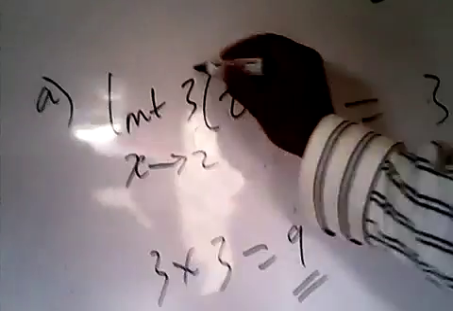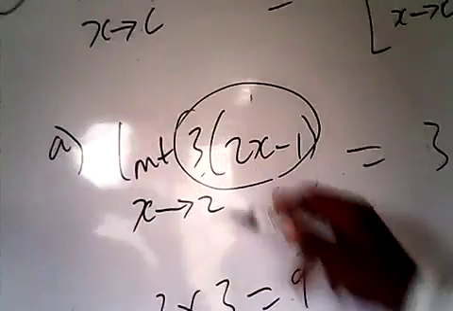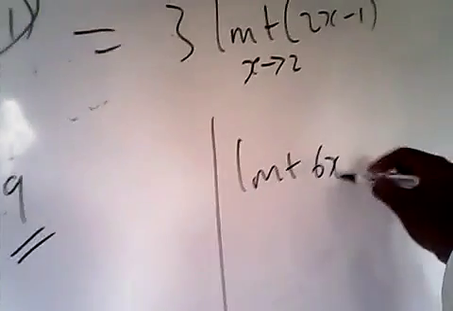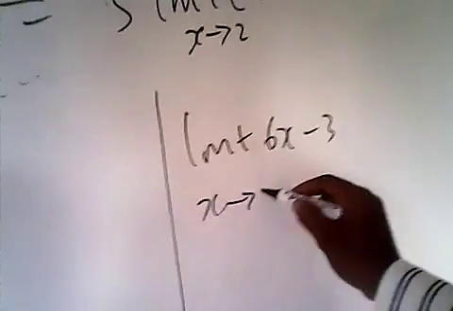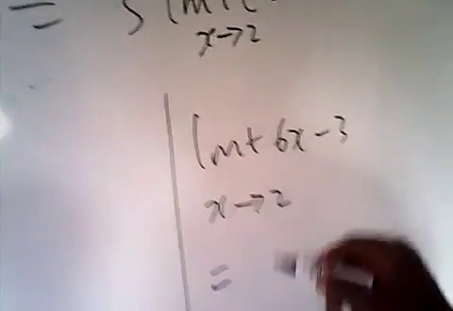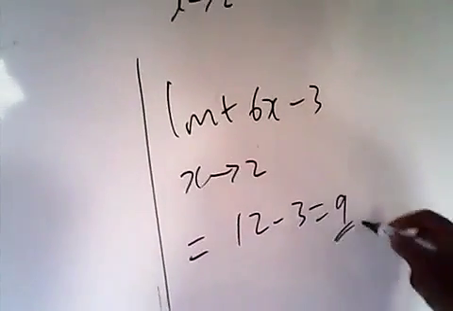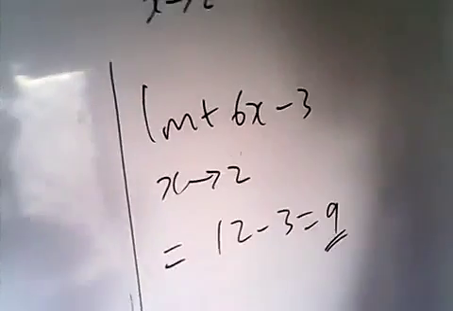Alternatively, we can just expand this. 3 times 2x, that is we have the limit of 6x minus 3 as x tends to 2. So that gives us 6x, that's 6 times 2, which is 12, and minus 3, and that still gives us 9. This is the conclusion of part 1.